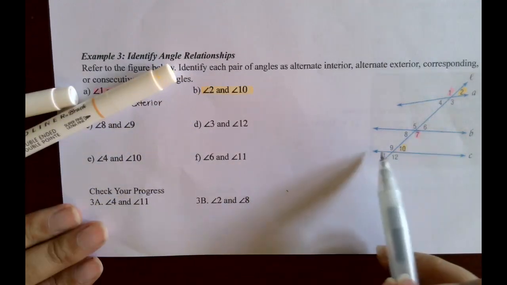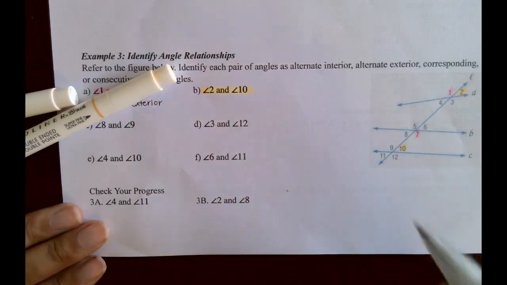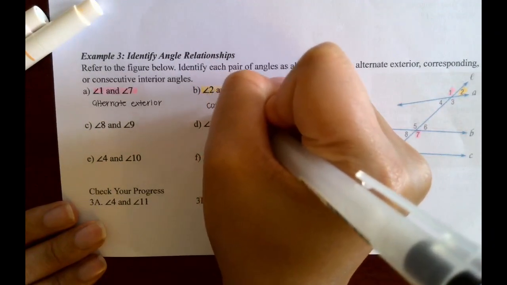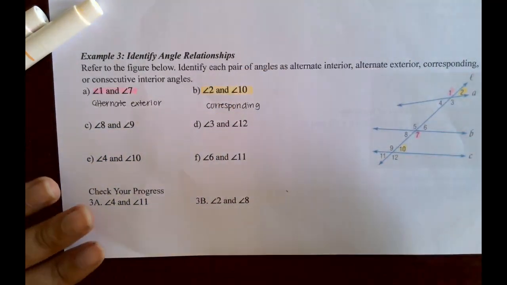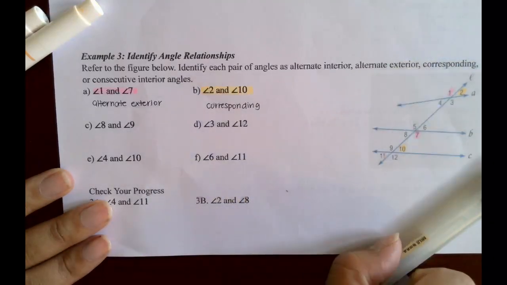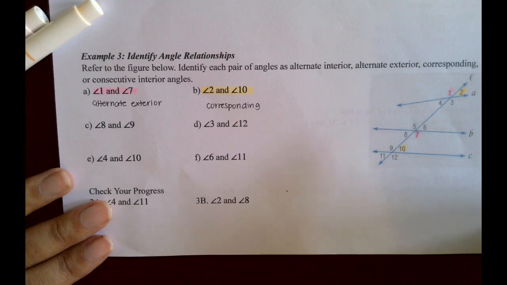If I'm using these as my pair, angle 2 and 10 will be corresponding angles. Corresponding. Okay. The reason why is they're both on the same side of the transversal, they're on the bottom, but 2 is exterior and 10 is interior.